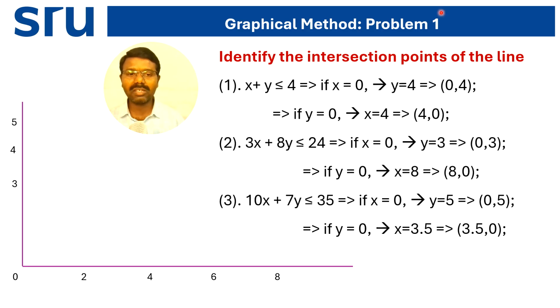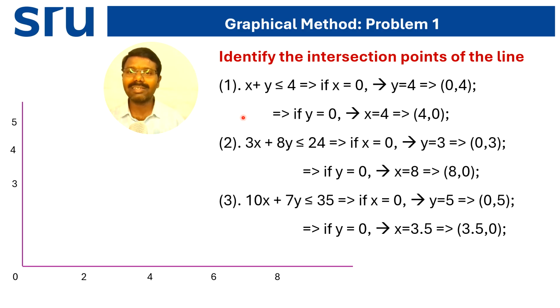To plot these equations on the graph, we need to identify the intersection points of the lines on the axes, so that it is very easy to draw a straight line. When you know two points, you can easily draw an infinite line.